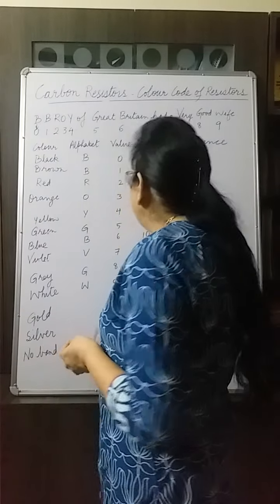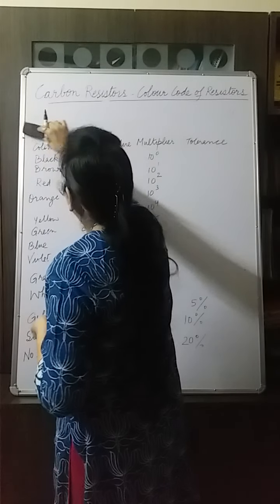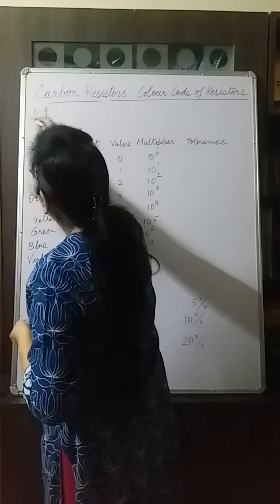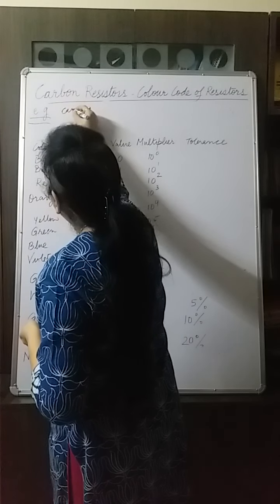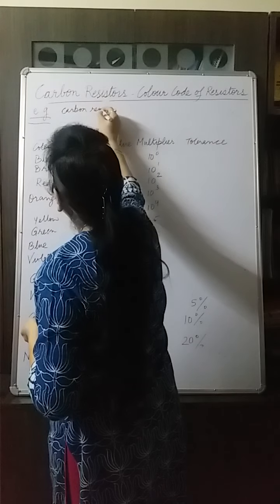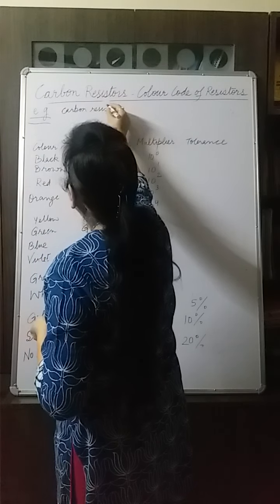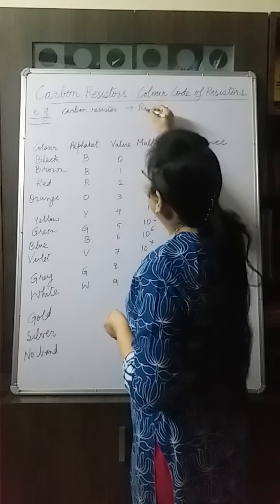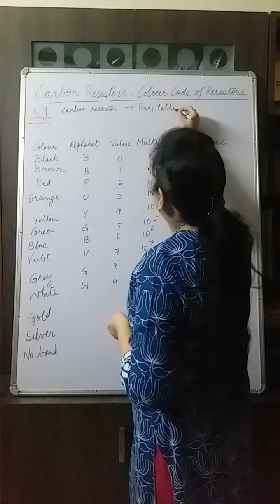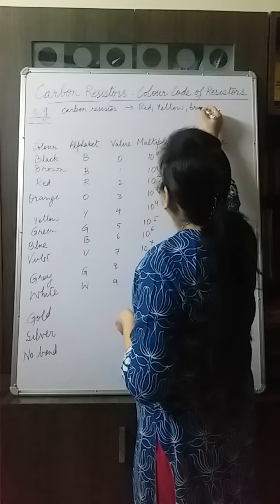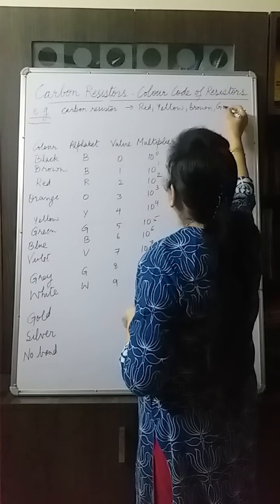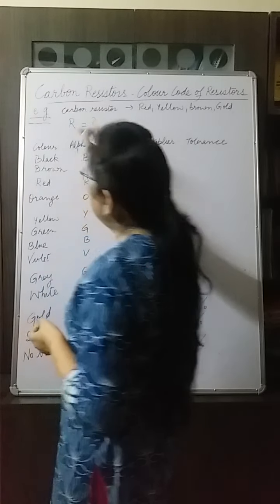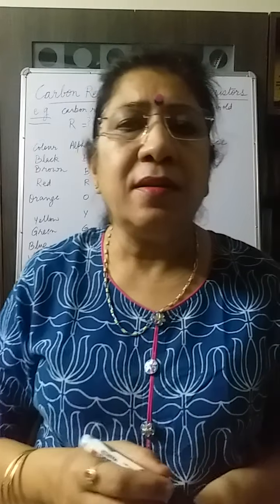Let us take one example. Say I have a carbon resistor and the bands are red, yellow, brown and gold. Let us find the value of the resistance for this carbon resistor.